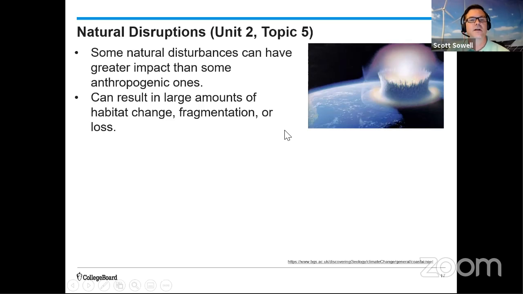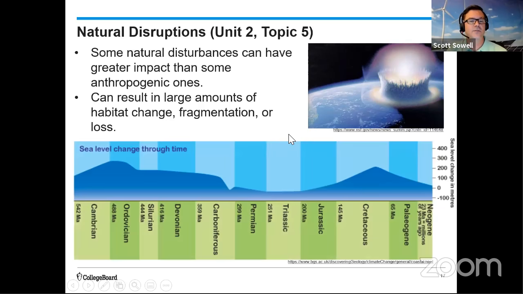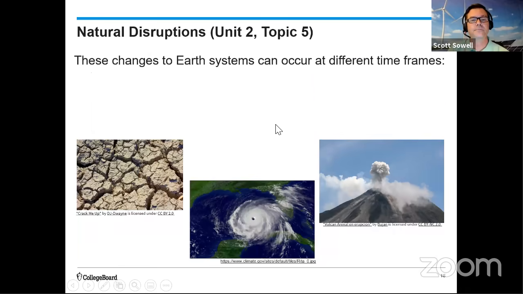Another example of a large-scale natural disturbance would be sea level rise over time. So if we look over hundreds of millions of years, we've seen sea level rise and fall over time. Well, if you're an organism that lives in a coastal area and sea level rise happens, that's going to force you to either adapt or go extinct. So these natural changes do shape the organisms that live on the planet.